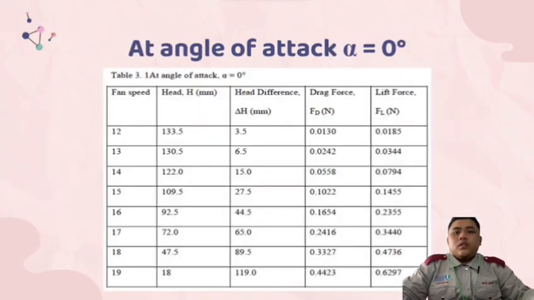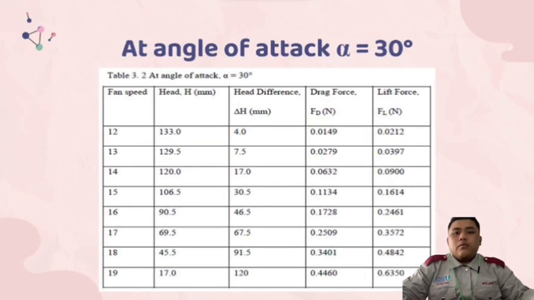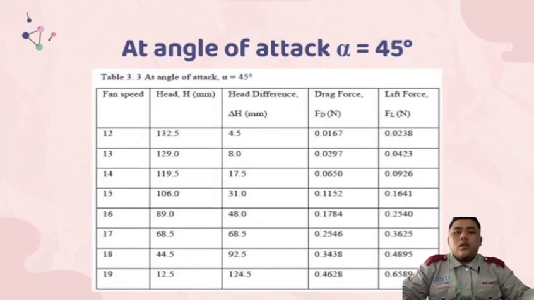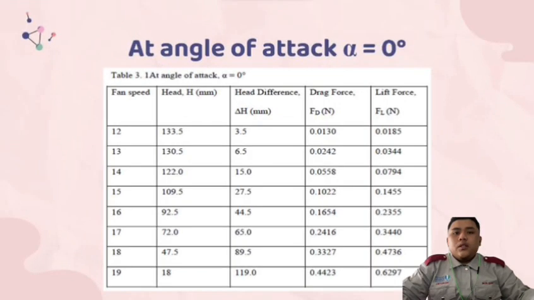So in this experiment, there will be three different angles of attack. The first one is the angle of attack at 0 degree, the second one is the angle of attack at 30 degree, and the last one is the angle of attack at 45 degree. So as you can see, this is the data that has been calculated for the head difference, drag force and lift force for 0 degree angle of attack. So at the different fan speed, we will see the drag force and the lift force that have been calculated.